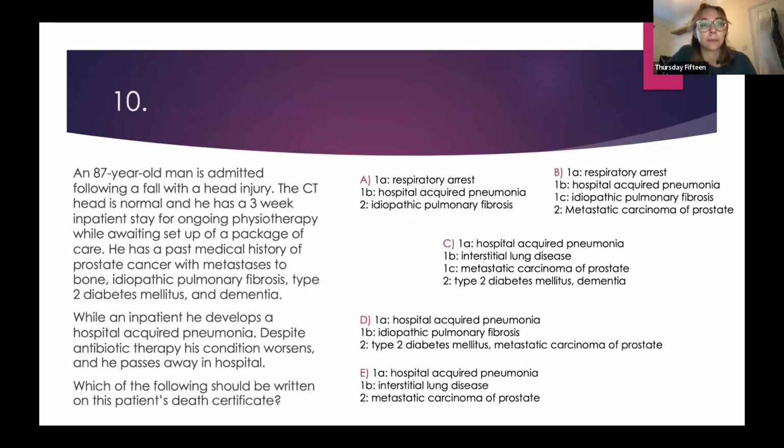Okay, question 10. So this question was about what to write on a death certificate.